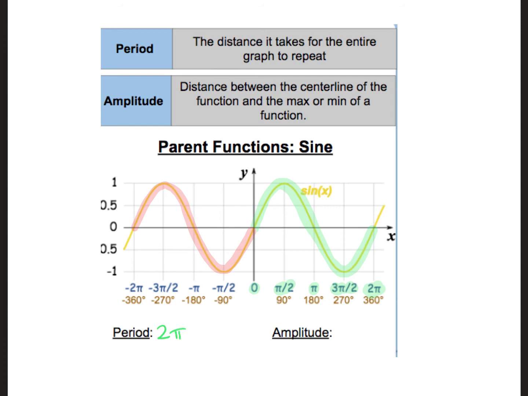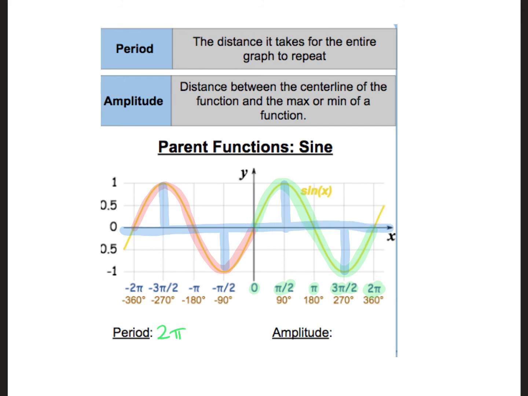The next thing we have to figure out is our amplitude. Amplitude is the distance between the center line of a function and the max or min of a function. So we actually see our amplitude in quite a few places on our graph. You can find it right here, down here, right there, and right there. Again, that center line is just going to be 0, and then we want to figure out how long is each of those little blue lines.